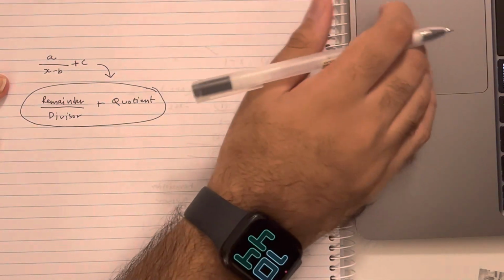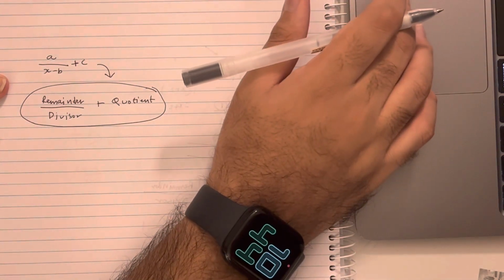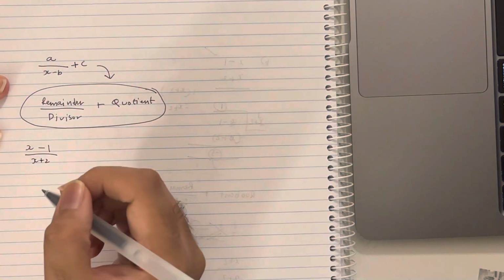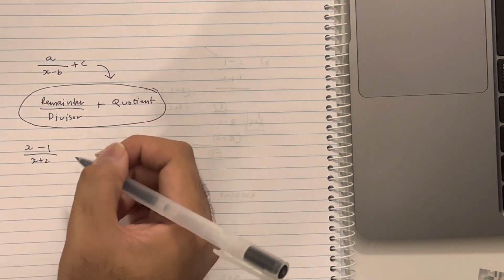So say for example, let's go with the second question that you had. Let me just pull up the question. Let's go with x minus 1 whole divided by x plus 2. Okay, so wait, can you see that? Yeah, you can see that.